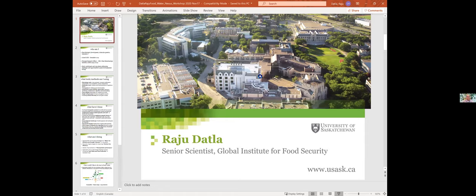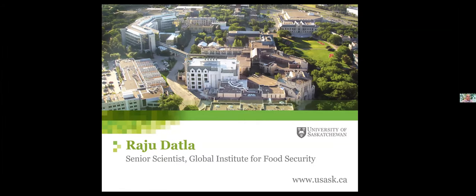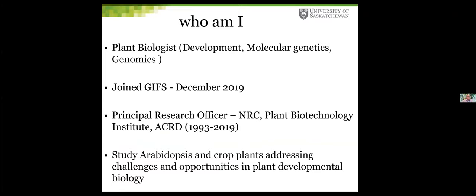Yeah. So I'm Raju Datla, senior scientist at Global Institute for Food Security. I'm a plant biologist with interest in developmental biology, molecular genetics, and genomics. I joined GIFS in December 2019. Before, I worked at NRC for a long time at Plant Biotechnology Institute, and more recently at ACRD. We study the Arabidopsis model system and crop plants, addressing challenges and opportunities in plant developmental biology.